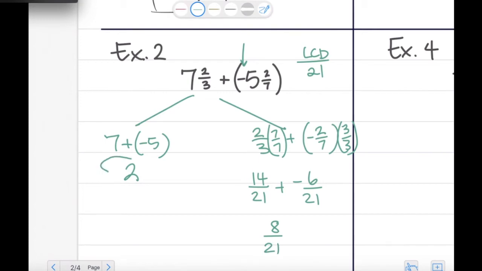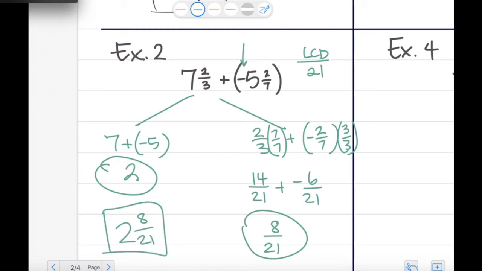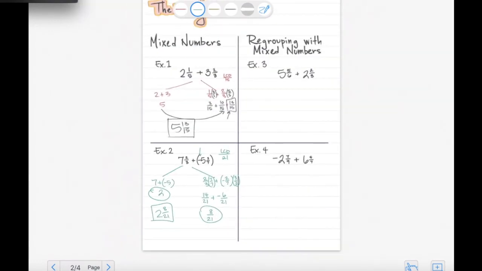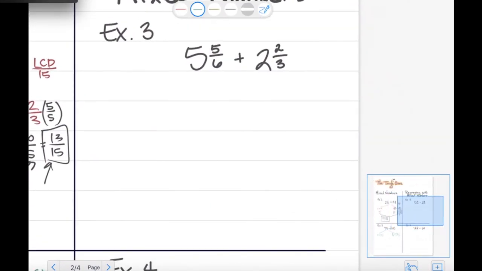And now we've got a positive 2 and an 8 over 21. So we can just put those together and say 2 and 8 21sts. Okay, so now what happens if we do have to regroup? Let's do some examples like that.